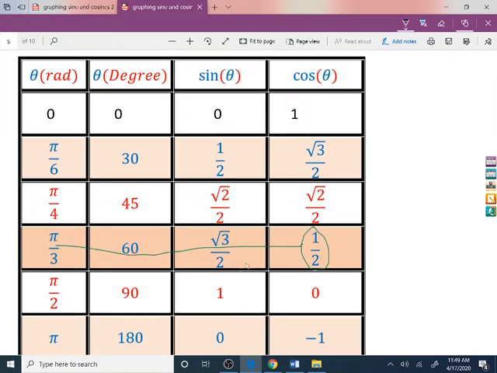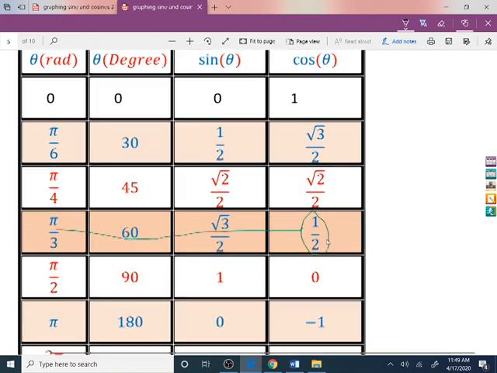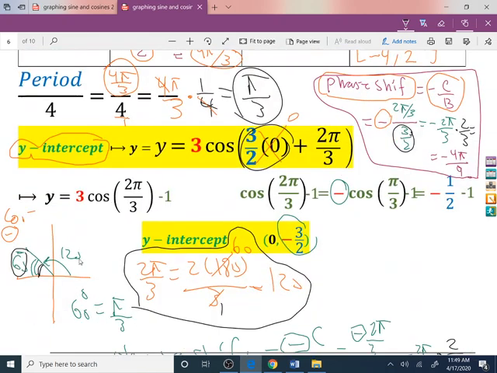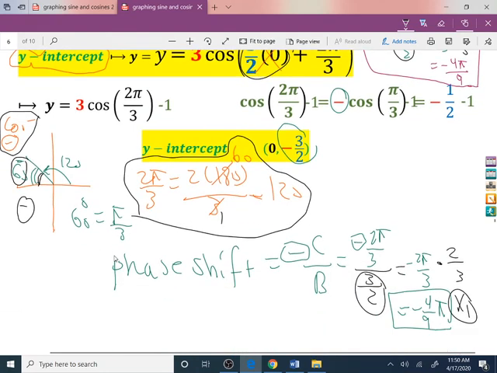This is the 60. Cosine 60 is how much? 1/2. But we are in the second quadrant. The cosine in the second quadrant is negative. Remember, the cosine is negative here and here. The cosine is negative in these two quadrants. I will have a full class about the negative and the positive for the cosine and the sine and trig later on. But for now, the cosine will be negative half.